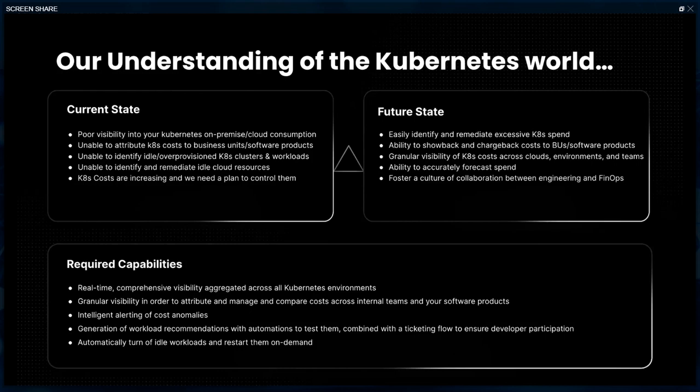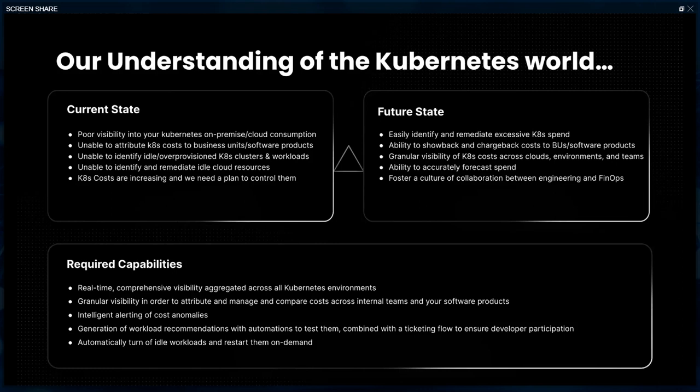Down the bottom, we've got some required capabilities. So obviously, we need real-time, comprehensive visibility into our Kubernetes environment. We want to make sure that we can compare costs across internal teams that are using our Kubernetes infrastructure, as well as the software products or capabilities that they're producing. We want to be informed. We don't want to rely on people having to go check online screens to understand that there are sudden cost anomalies or increases in our spend. So getting alerting on those.